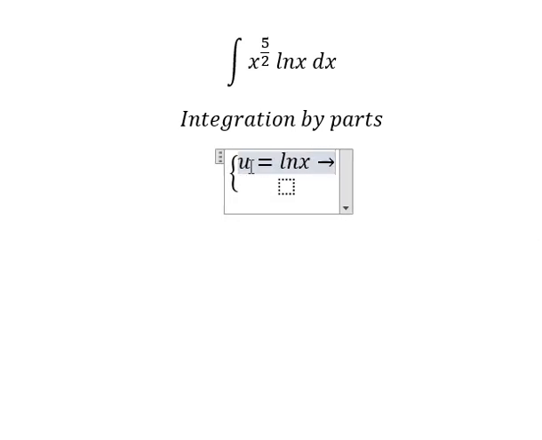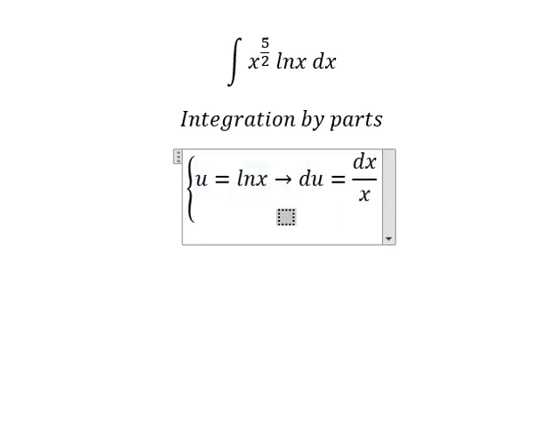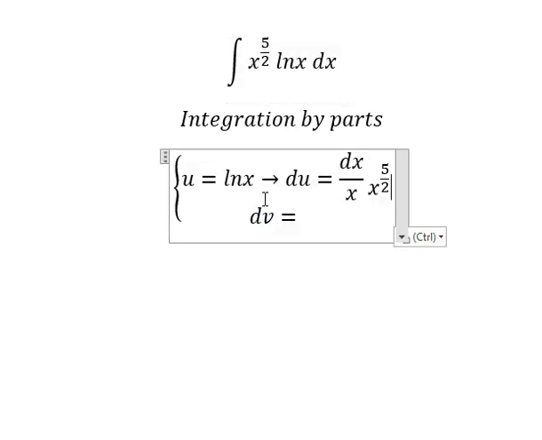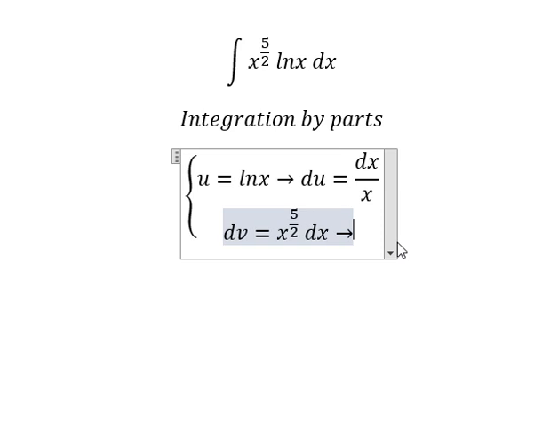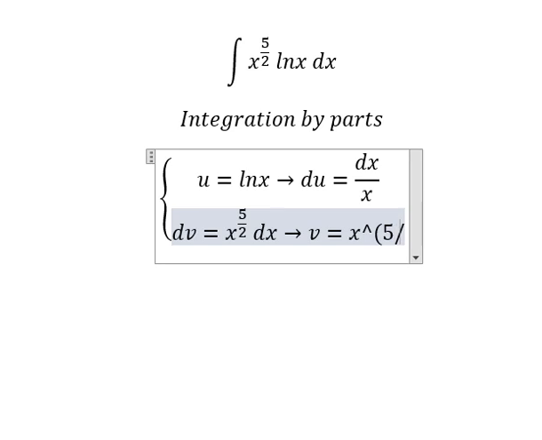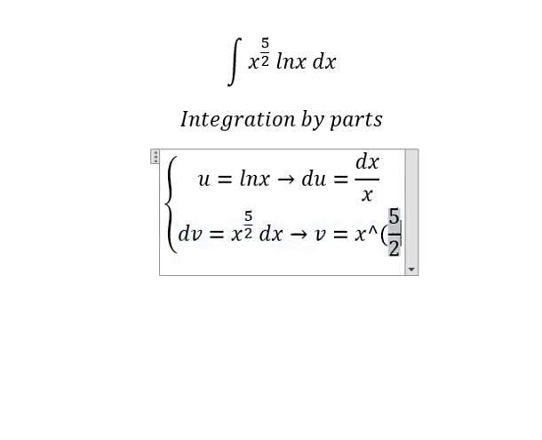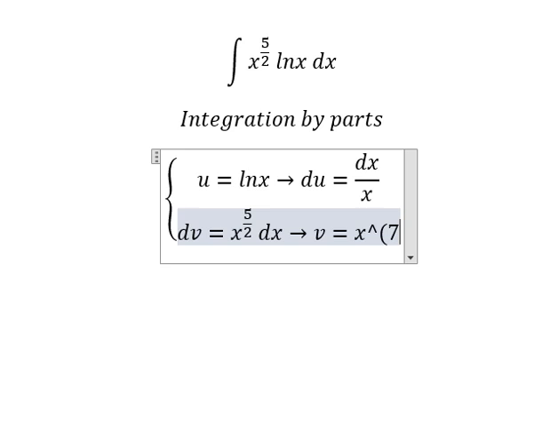Later, we need to do the first derivative for both sides, and we have dv like this. So the integration of this one we have like this. So we have 5 over 2 plus 1, and that is 7 over 2, over 7 over 2.